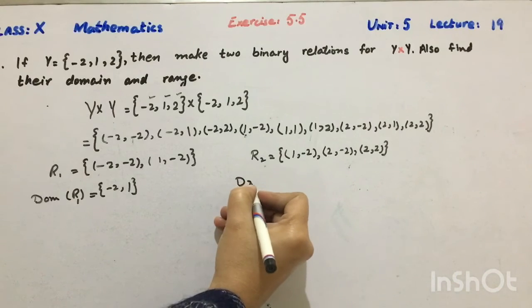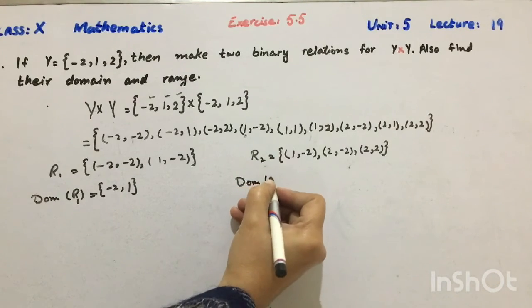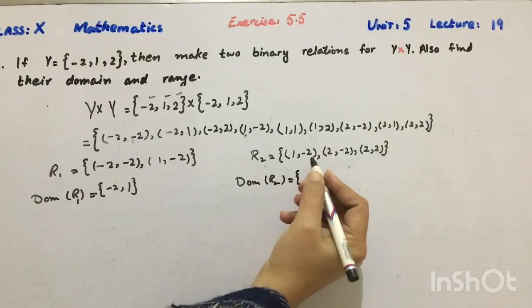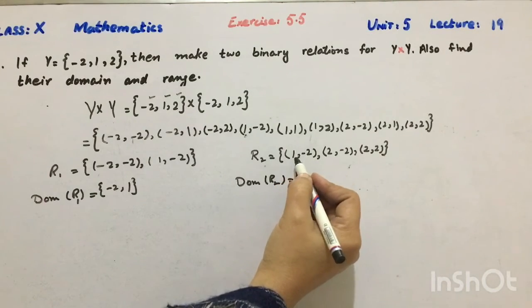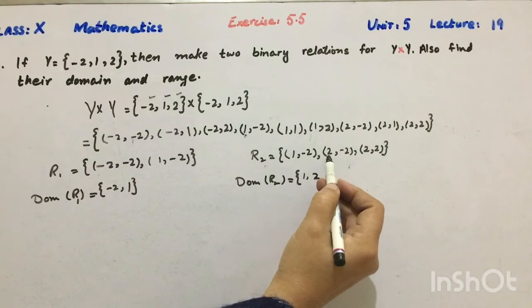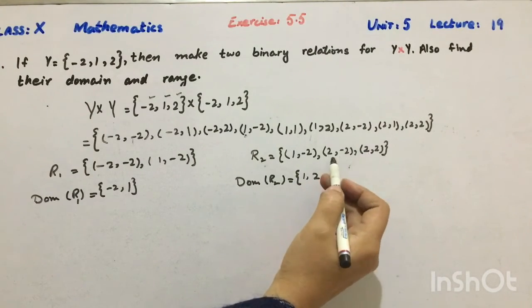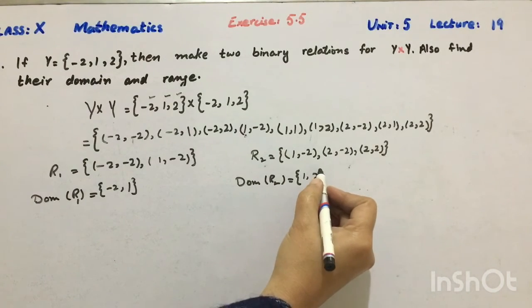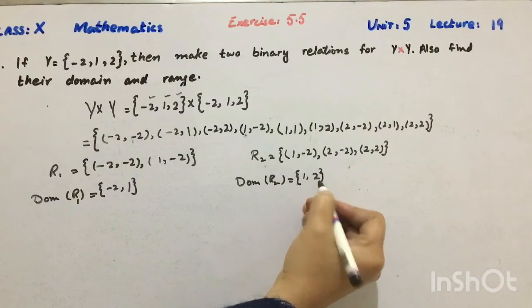Similarly, domain of relation 2 is a set consisting of the first element of each ordered pair. 2 is repeated in both the ordered pairs, so I am taking 2 only one time.